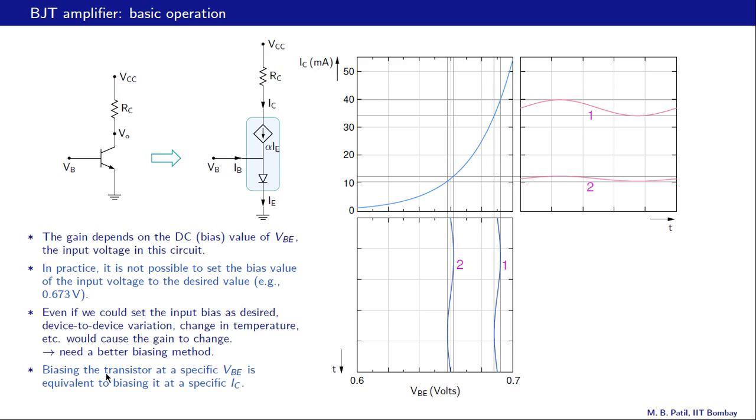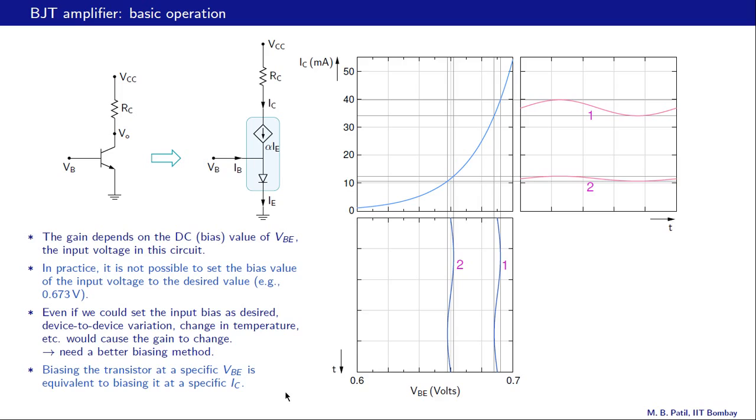Finally, let us note also that biasing the transistor at a specific VBE is equivalent to biasing it at a specific IC, and that is simply because there is a mapping between the DC value of this input curve and the DC value of the IC versus t curve. So that's an important observation, and in fact we are going to use that when we study amplifiers.